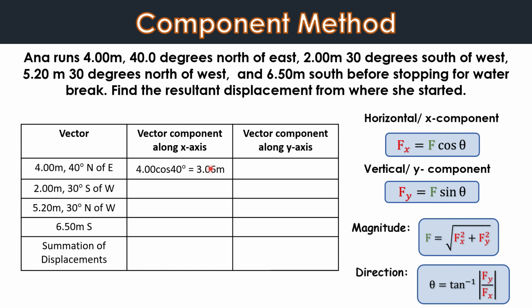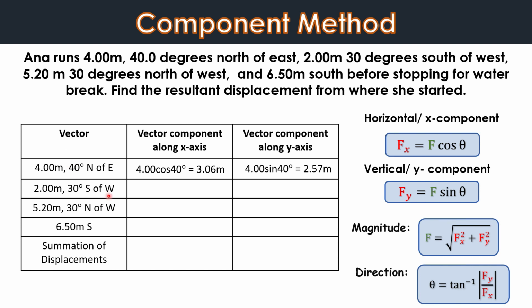Same goes with the y component. F sine theta naman ang gagamitin. So, dahil dyan, 4 sine 40 tayo ngayon, and we will have 2.57 meters. Again, positive. Kasi yung y direction niya along this north of east ay nasa north. Okay? And of course, in a Cartesian plane, yung north side ng Cartesian plane ay positive. So, ayan. Meron na tayong individual components ng vector na ito.